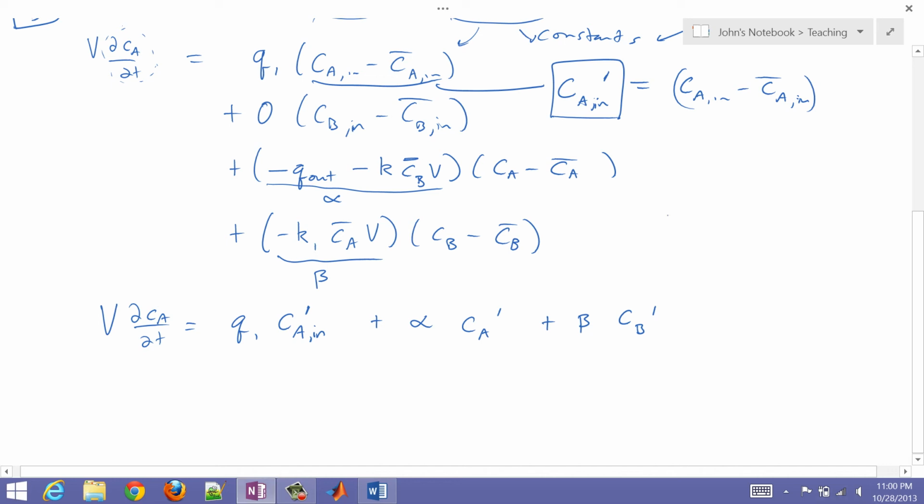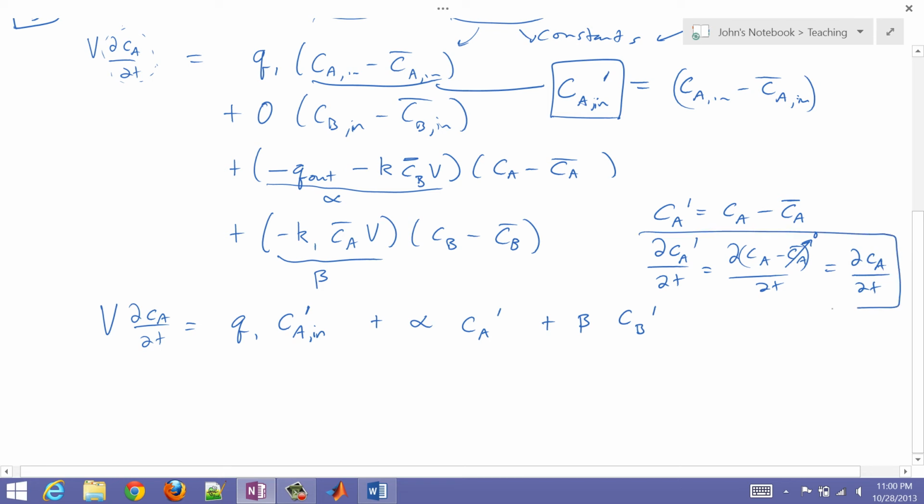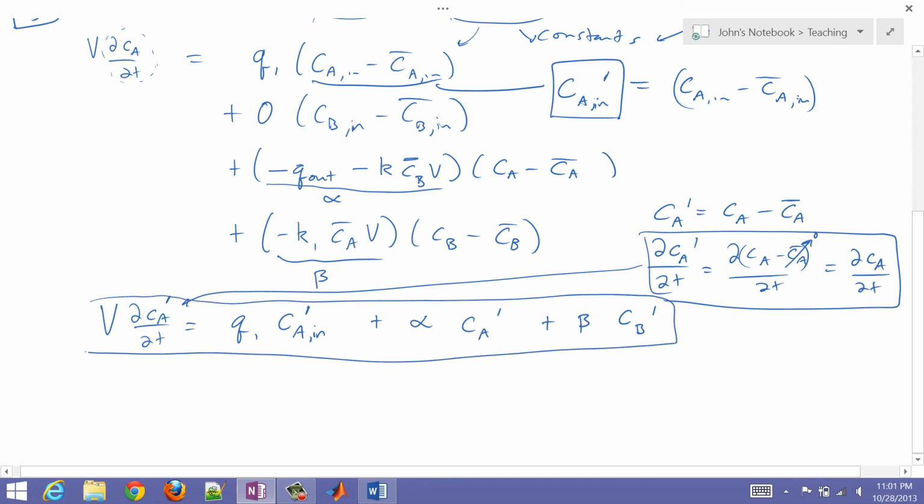Okay, so let me just go ahead and write out the definition here. CA prime equals CA minus CA bar. Then I just differentiate both sides, and I see that I have d(CA minus CA bar)/dt. That's a constant, so that's going to go to 0, and then I have dCA/dt. So I can plug in this expression right here, just add the prime. So now I have the expression for the linearized expression in deviation variable form for A.